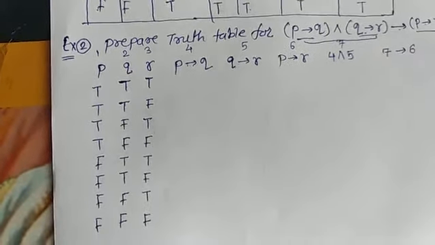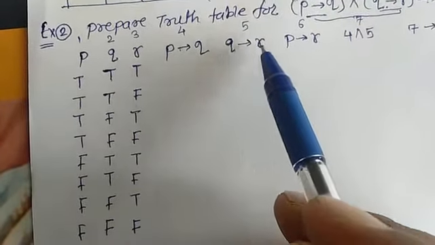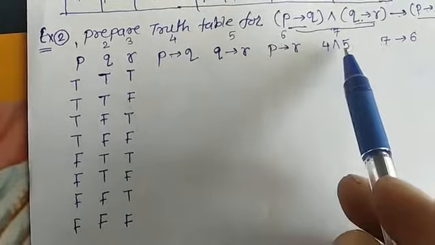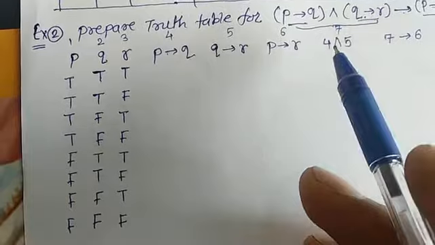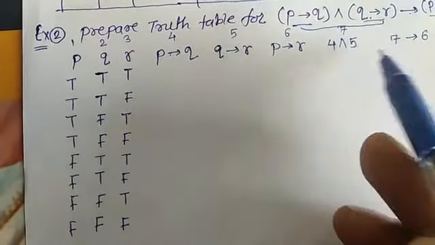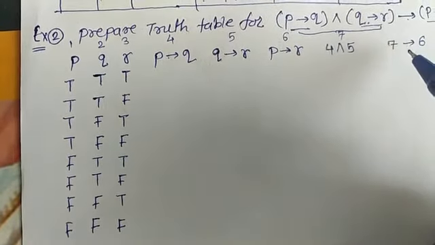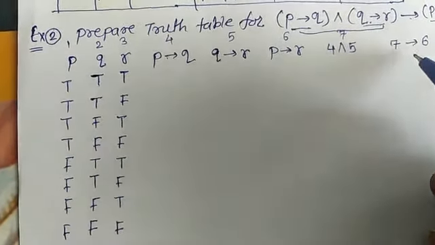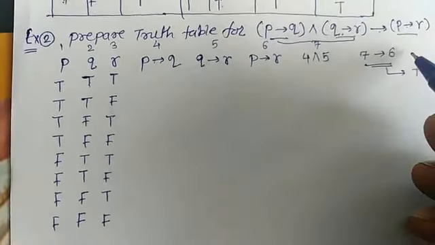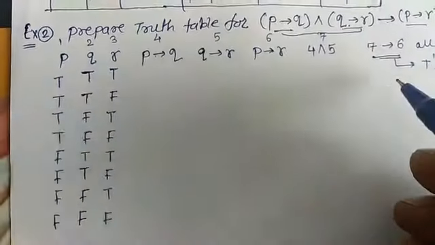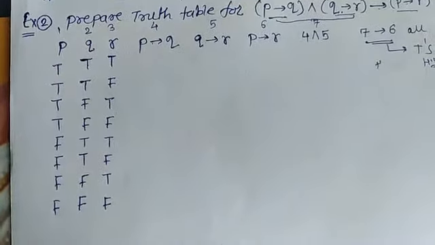The remaining part you have to calculate: P implies Q, Q implies R, P implies R, 4 and 5, and 7 implies 6. The remaining part will be homework for you. You have to solve it and find 7 implies 6. After calculation, all entries in 7 implies 6 are all T's. Please try to solve it.